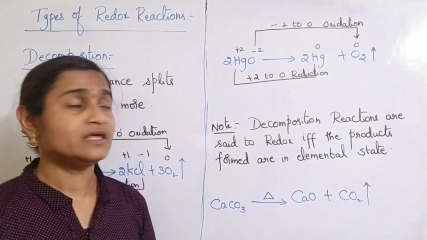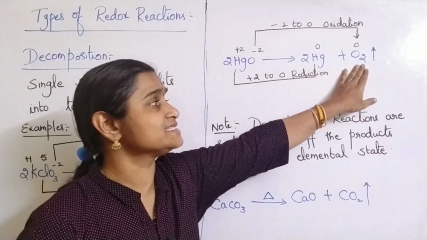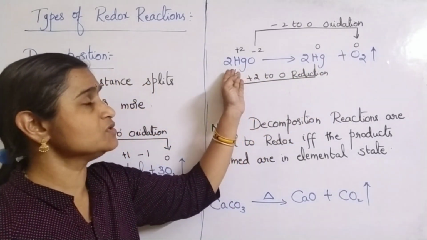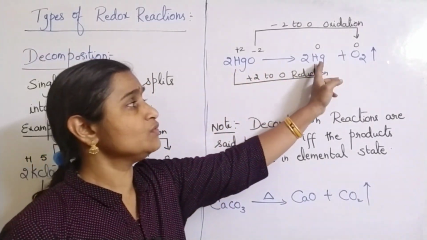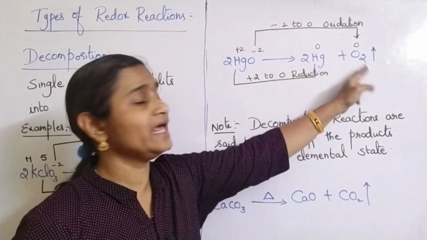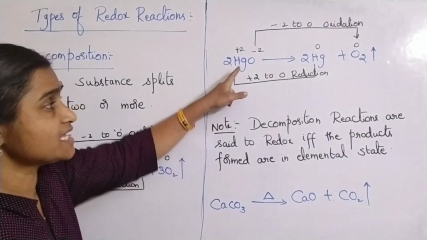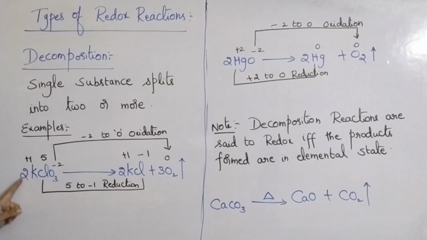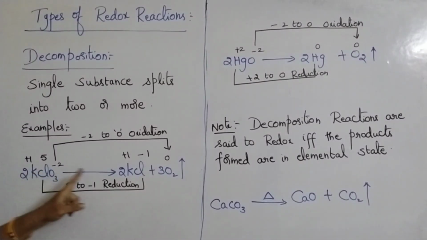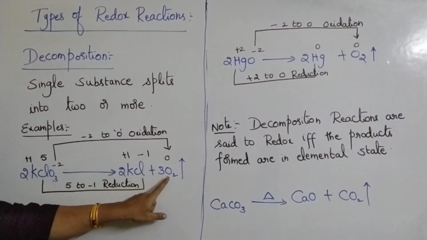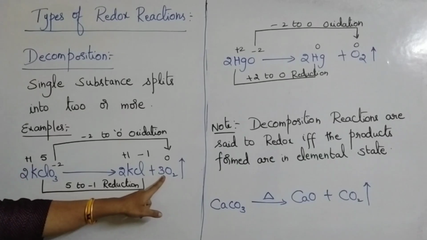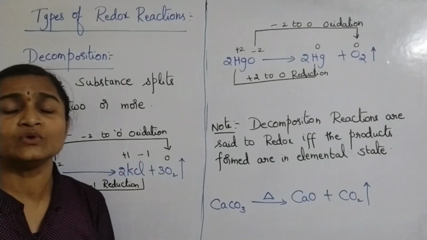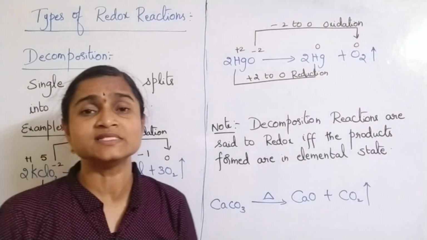Okay, now if the product formed is in elemental state, see here, when decomposition of HgO is done, the products both here are in elemental state only. Then such kind of decomposition reactions are compulsorily redox. Even in this example also, 2 KClO3 gives rise to 2 KCl plus 3O2. Here oxygen is attained in elemental state. That's why you can take such decomposition reactions as redox.